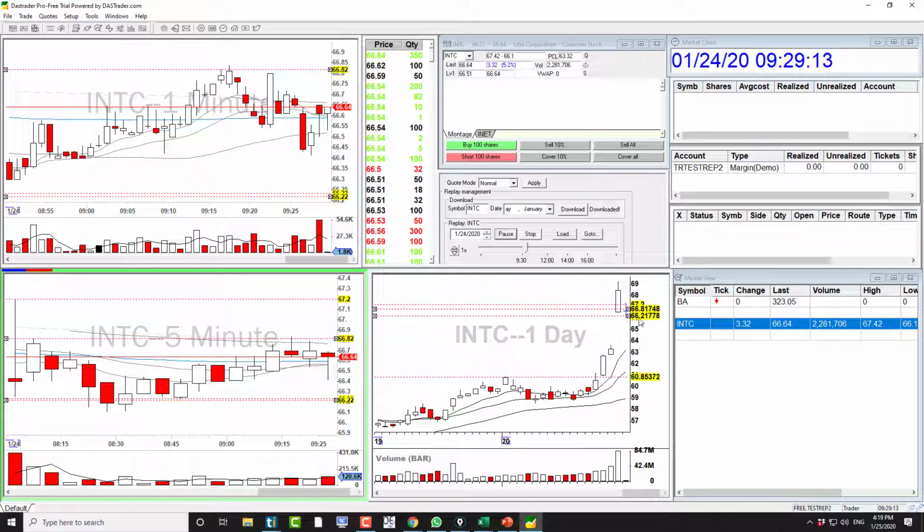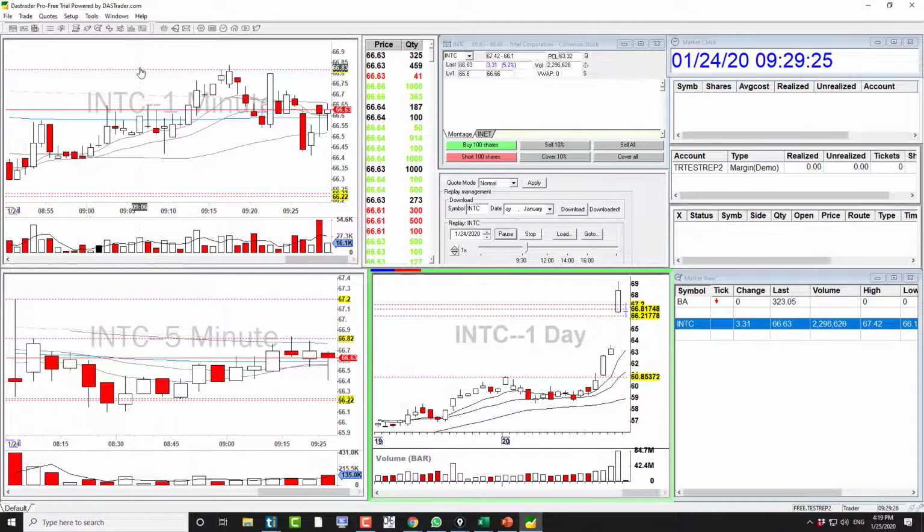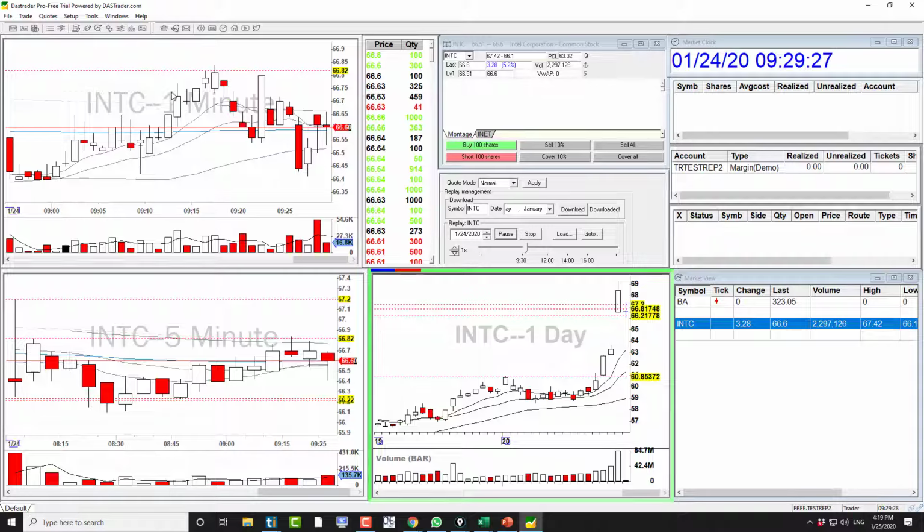Again, you don't need to look at the daily chart because you already see the result. So on this one, 30 seconds to the open. Based on what I see right now on the 1-minute chart, it's really holding through the VWAP.